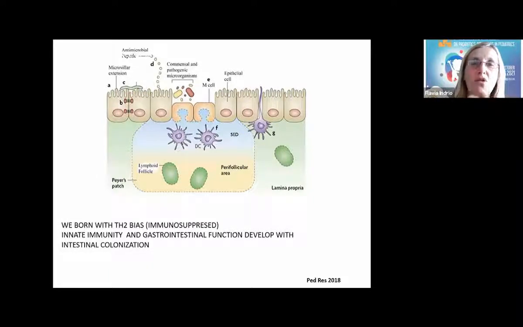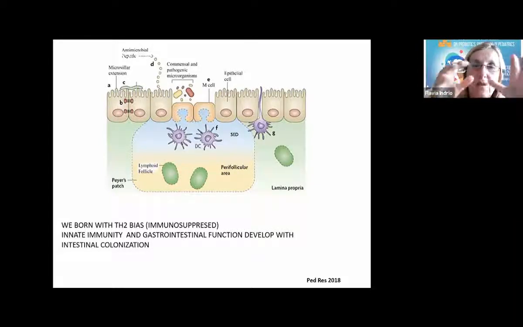Is the baby born sterile, or born colonized? Well, for sure, the fetus is born immune suppressed, because this immune suppression is needed to stay in the uterus. We can discuss whether colonization happens in utero or not. There is some argument on this, but let's assume that colonization starts at birth.